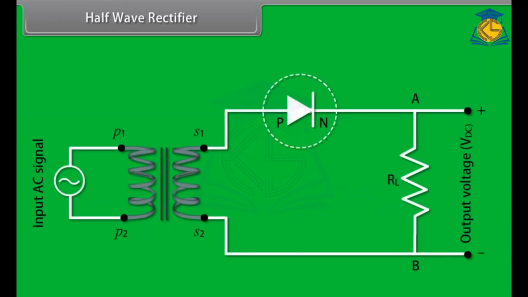Half-wave rectifier. The AC signal to be rectified is connected across the primary terminals P1 and P2 of a step-down transformer. One of the secondary terminals S1 is connected to the P region of the junction diode, while the other secondary terminal S2 is connected to the N region with a load resistance RL in series. The output voltage is taken across the load resistance RL.